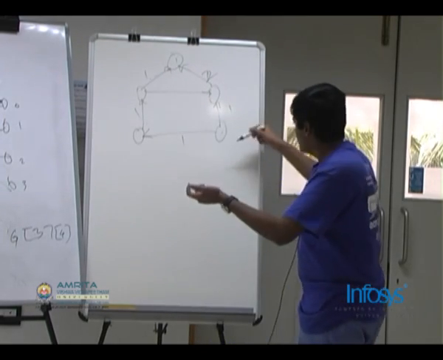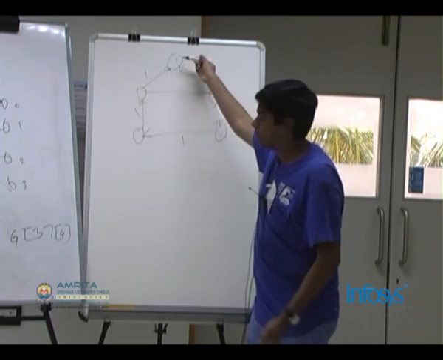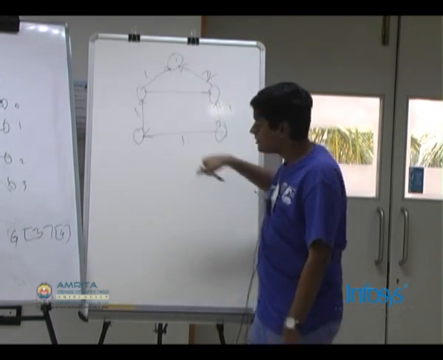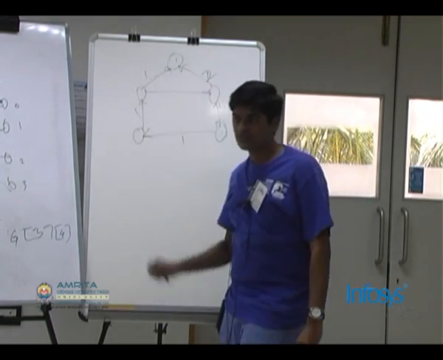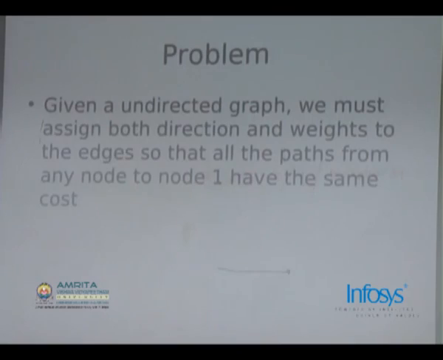There may be many more paths from this node to 1. So basically, if you have this assignment, all the paths from this node to 1 must have the same total cost, so that from any given node, all the paths from the node to 1 have the same total cost. You got the problem, right? Is everyone clear with the problem?